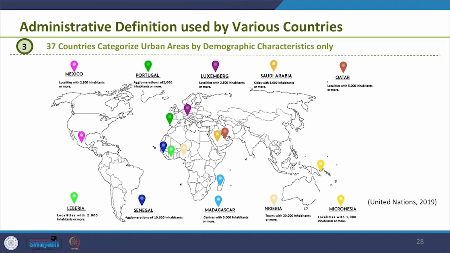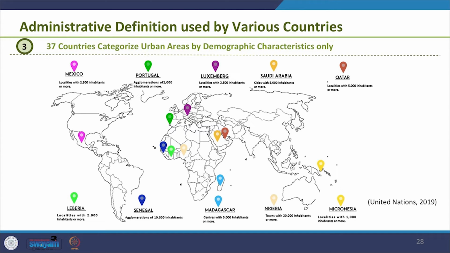Here we see some of the examples which use only population size or population density as an identifying criterion. The study also shows that nearly 37 countries categorize urban areas by demographic characteristics only. So there are no other aspects like what we see in the Indian context. They only identify by the demographic characteristics. Some of the examples which I have picked up here: Mexico, which says 2,500 inhabitants and more.